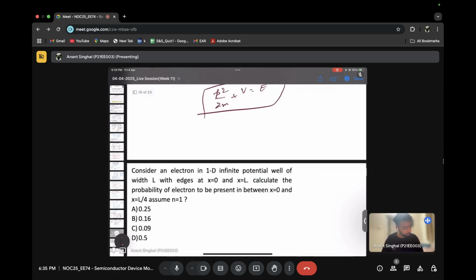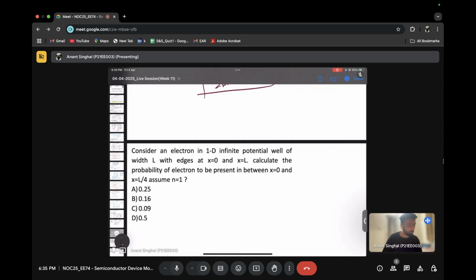So let's try to see some of the problems. There are some very easy problems for this particular lecture. It says: consider an electron in the 1D infinite potential well, that is what we just derived, of width L and edges at x equals 0 and L. This is the same calculation that we did. Calculate the probability of the electron being present between x equals 0 and x equals L by 4, and assume n equals 1. This is a good question, so you all give it a try and let me know. You can take 2 minutes or 5 minutes. Just try to give the answer.